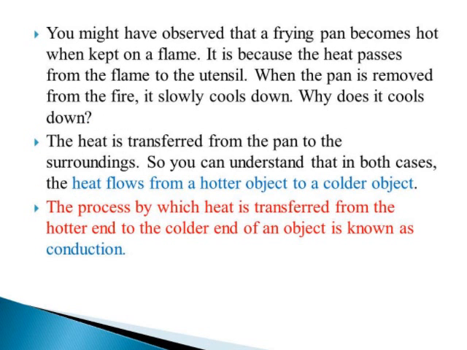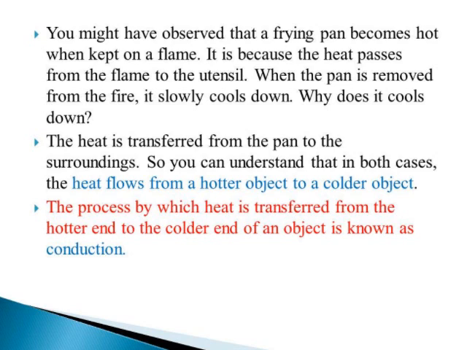You might have observed that a frying pan becomes hot when kept on a flame. It is because the heat passes from the flame to the utensil. When the pan is removed from the fire, it slowly cools down. Why does it cool down? The heat is transferred from the pan to the surroundings. So you can understand that in both cases, the heat flows from a hotter object to a colder object.